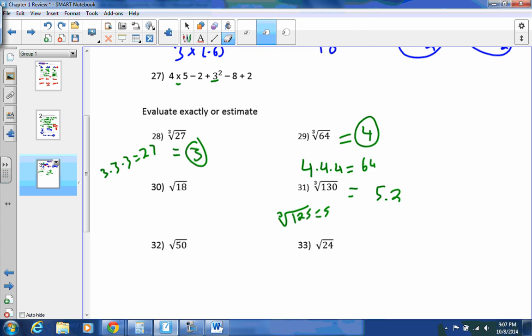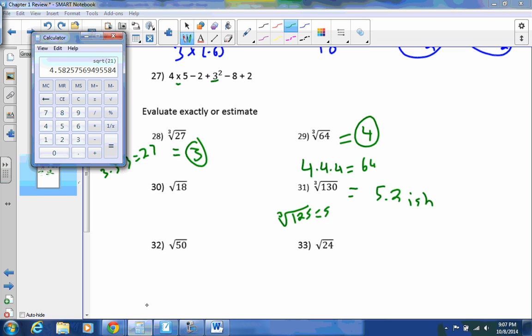Sorry about that. So 5.2-ish. You can check it on the calculator. Let's say 5.2 times 5.2 times 5.2, and that didn't work. 5.2 times 5.2 times 5.2. So it's about 140. So maybe we'll go a little bit lower, and we'll say 5.1.